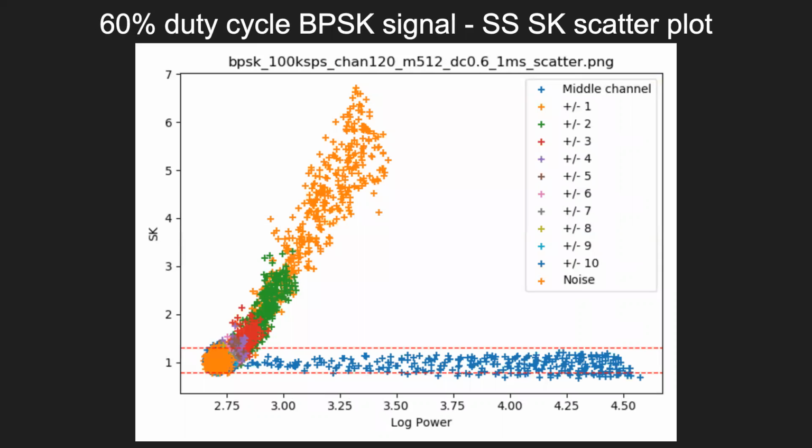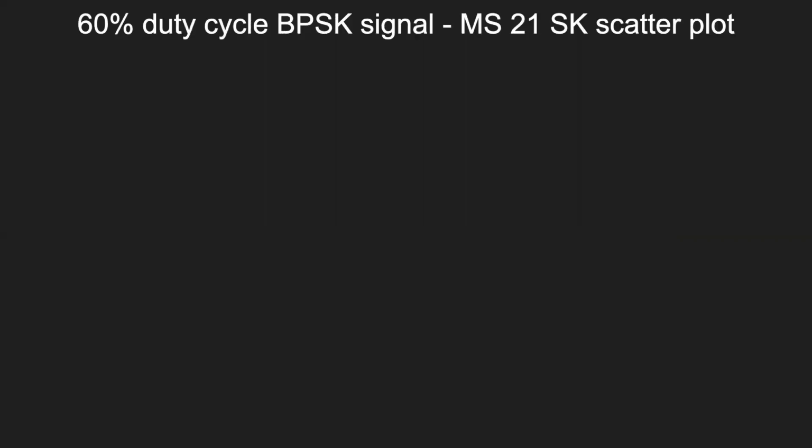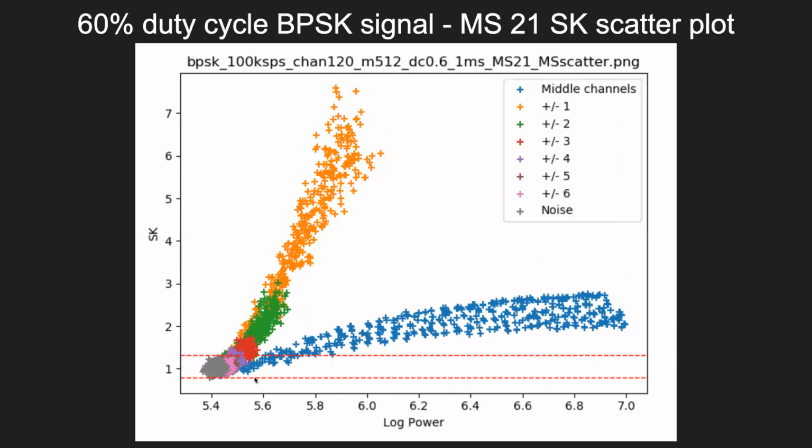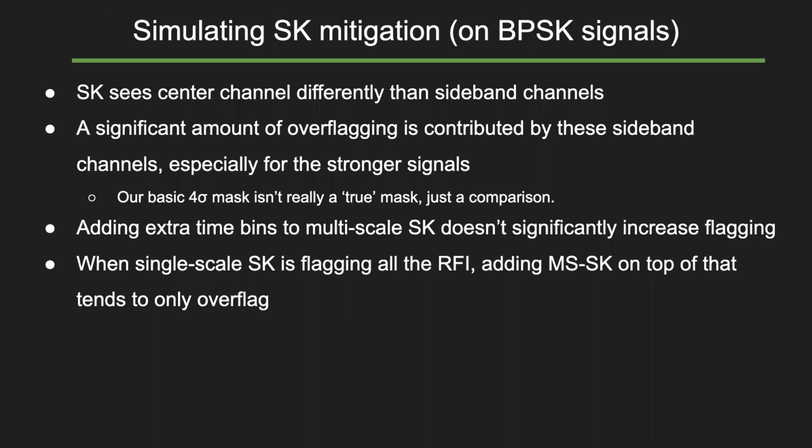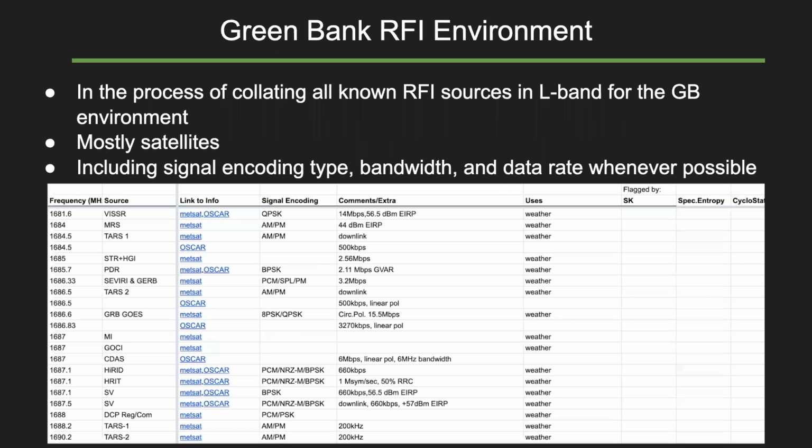Here's our scatter plots. You can see our single channel, even though it has really high power, our data values don't really leave our dashed red line, while the sideband channels still do. But with multiscale, they get kind of pushed up like this, and so they get flagged. I think I already said most of this. It's 12:45, so I'm gonna finish it up.